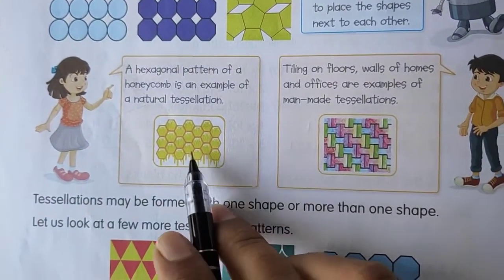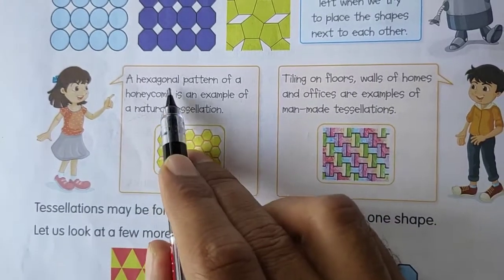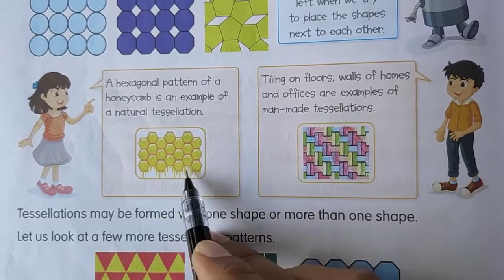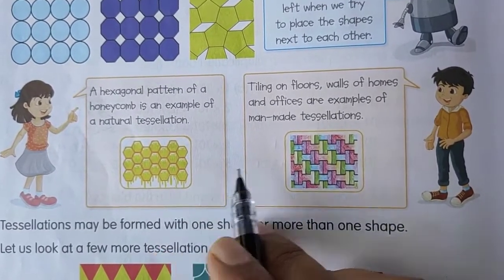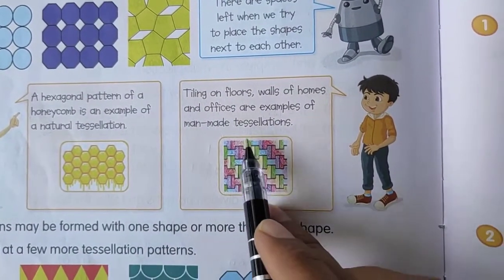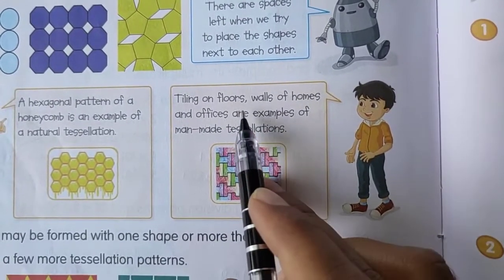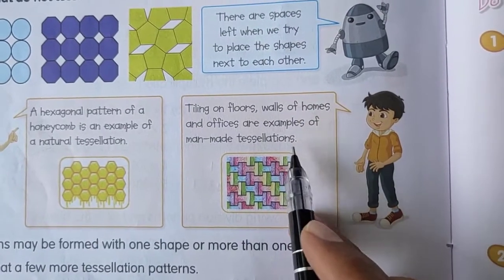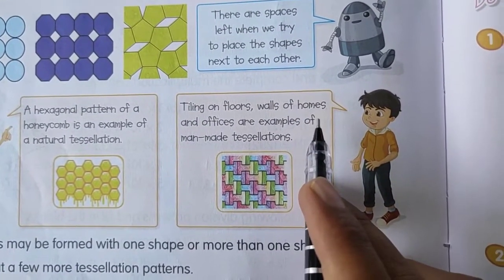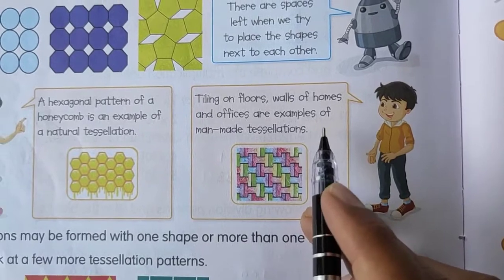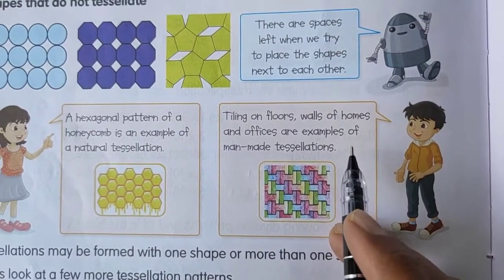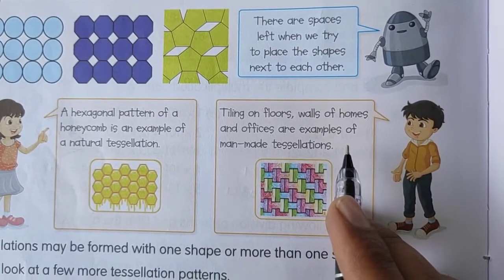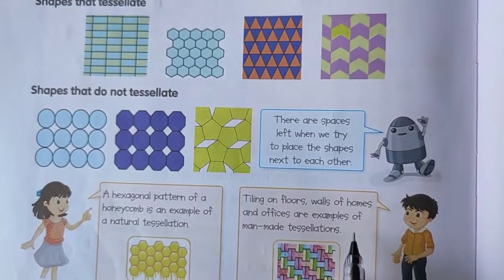So here some examples are there. Okay, see here the hexagonal pattern of a honeycomb is an example of natural tessellation. This is a natural tessellation example. And here see one more example is given, tiling on floors. Yes, we know we fix some tiles on floors in the home, so we don't keep any gap in between two tiles. Yes, so there also we can say tiles follow tessellation, or the shapes of tiles tessellate.